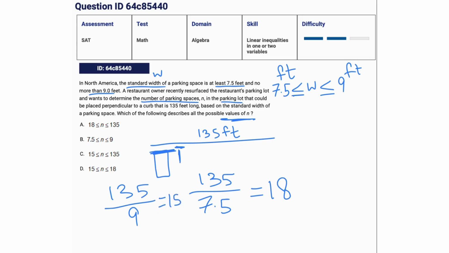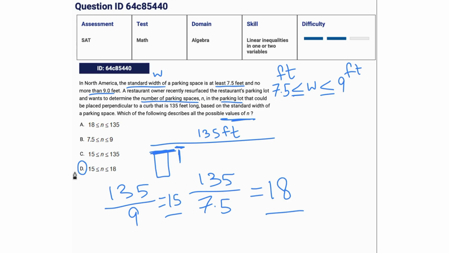Great. So these are our possible values of N, which is the possible number of parking spaces: 15 to 18. Let's see where we have those values. That's option D. So you can choose that answer and move on.